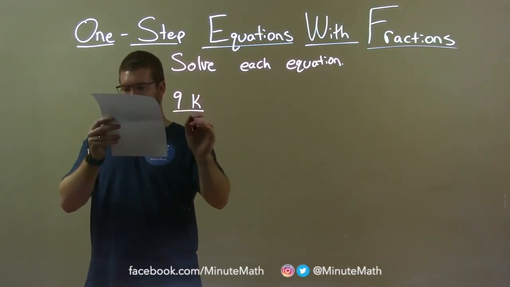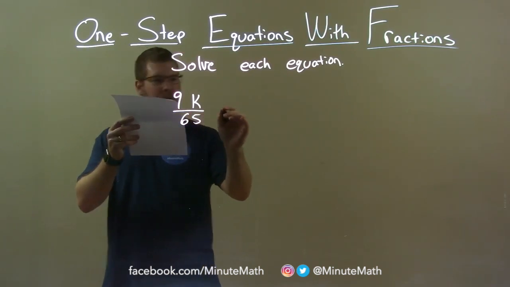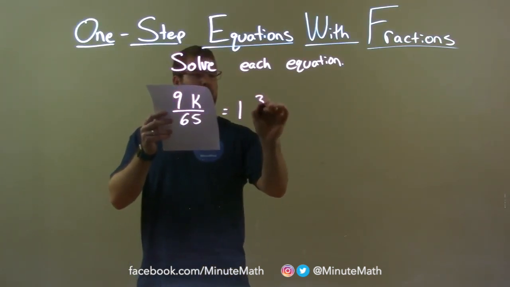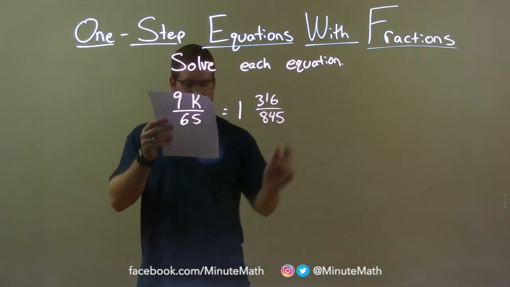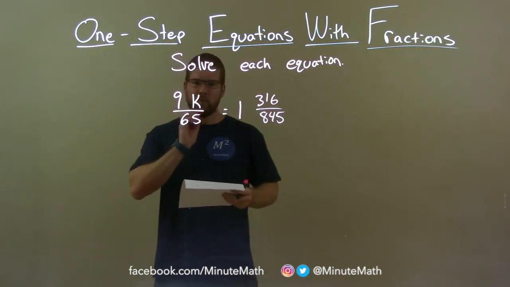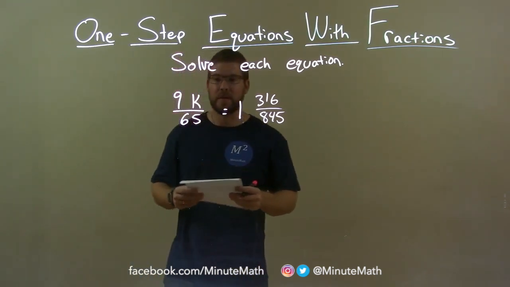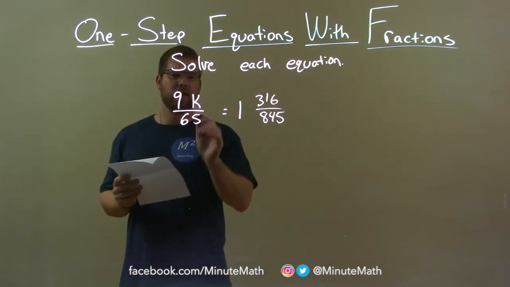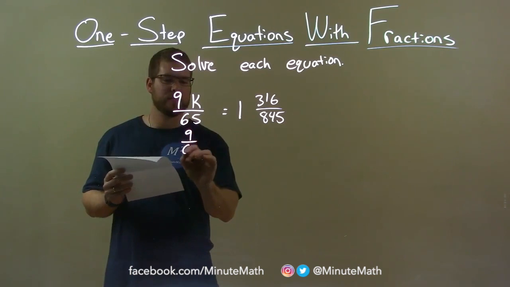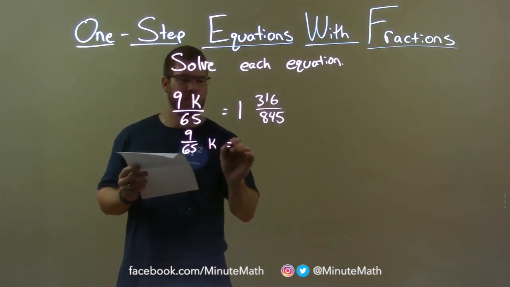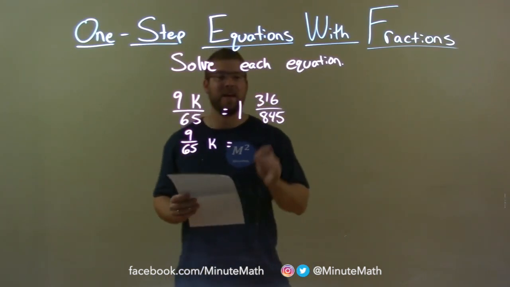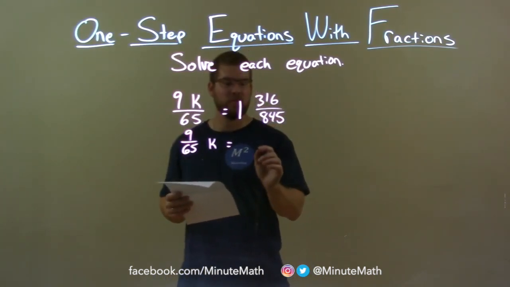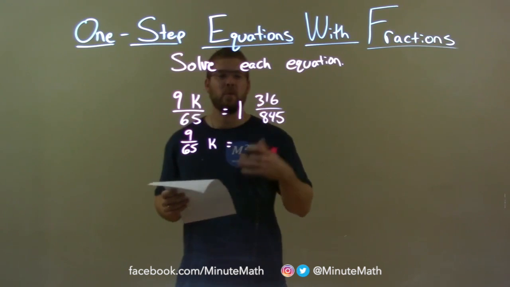9k over 65 equals 1 3/16 over 845. All right. Well, two things I'm going to do at once in the beginning here, right? 9k over 65 is the same thing as 9 over 65 times k. It's good to see that separated there. Now, the right-hand side, I'm going to write that as an improper fraction, okay? 845 times 1 is 845.